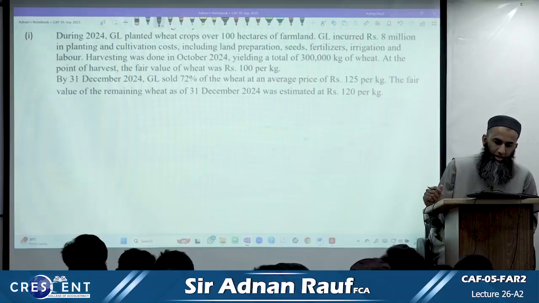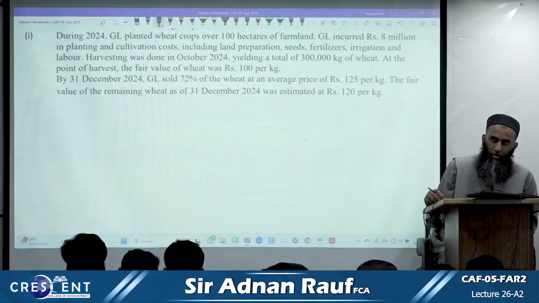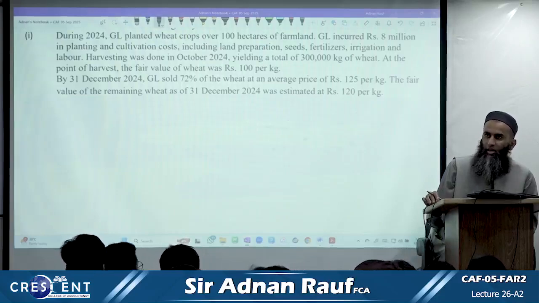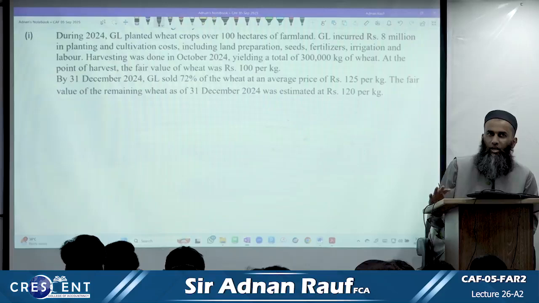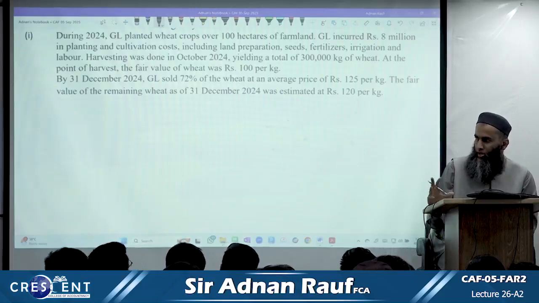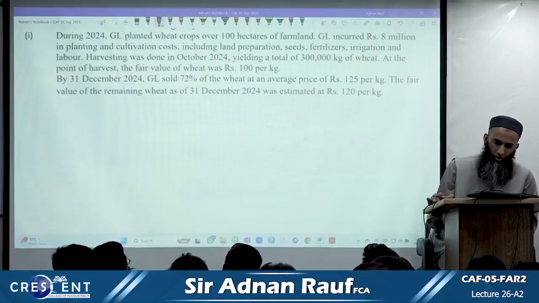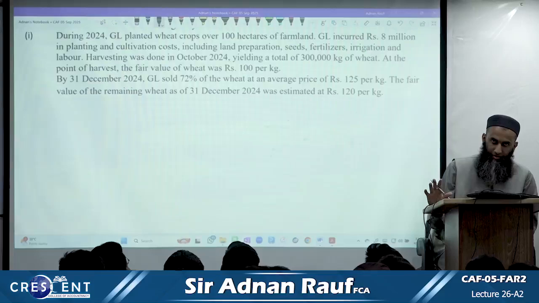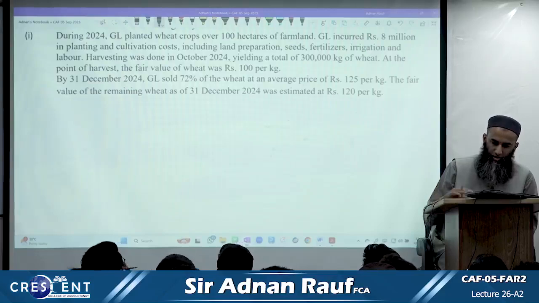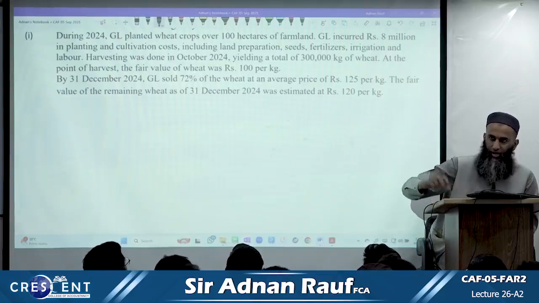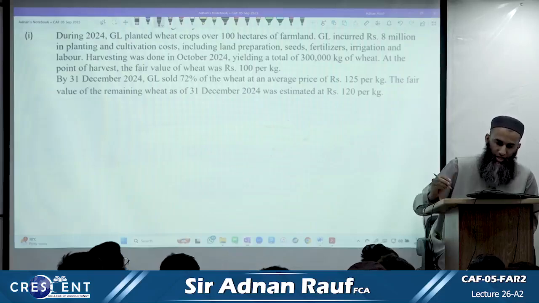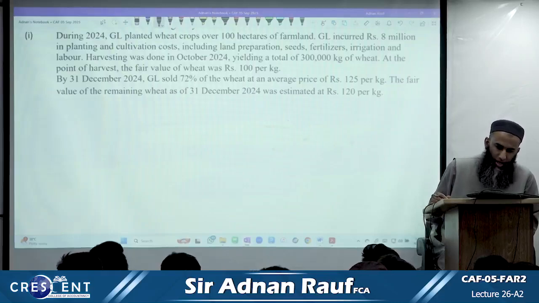During the year, GL planted wheat crops. What did you plant? Wheat crops. Will this remain planted for many years or will it get harvested in just 2 to 4 months after planting? It will get harvested in 2 to 4 months after planting. Wheat crops were planted on over 100 hectares of farmland. 8 million was spent on cultivation, sowing seeds, preparing the land, digging the land. Seeds were bought, fertilizers were bought, manures were bought, irrigation and labor etc. were spent.